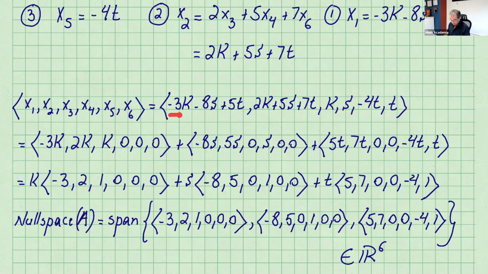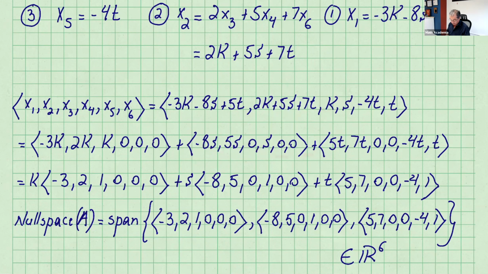We have a k, 3k here, 2k here, k here, and the rest, if you don't have a k, put zeros. Plus, then you go with s's, negative 8s. And the second one, we have 5s. And no s here because it's a k. Then you put s and no s's there, so you put 0, 0.